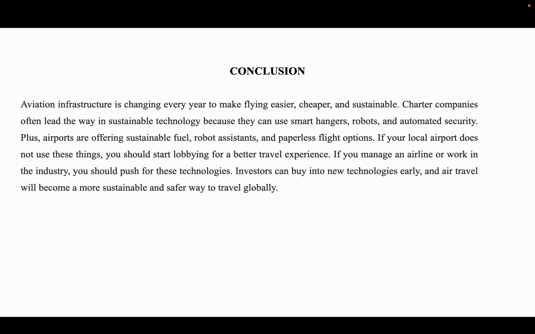So, we saw various kinds of innovations. Aviation infrastructure is changing every year to make flying easier, cheaper, and sustainable. Charter companies often lead the way in sustainable technology because they can use smart hangars, robots, and automated security. And although we haven't seen much growth in this IT sector for the airports, in recent years we can see robots and automated security as well, along with smart hangars, which can be in function in many more airports. Plus, airports are offering sustainable fuel, robot assistance, and paperless flight options.